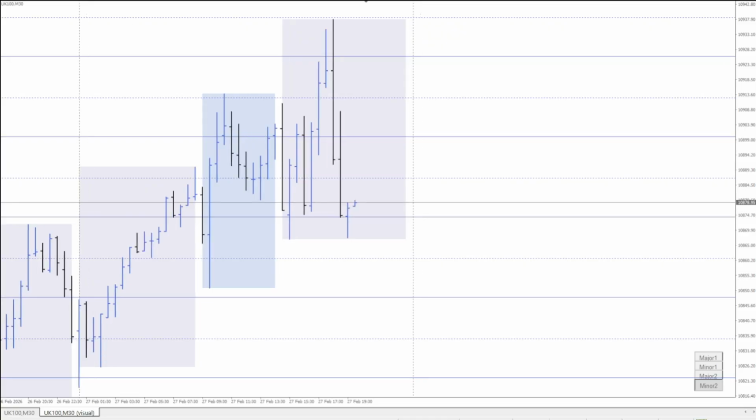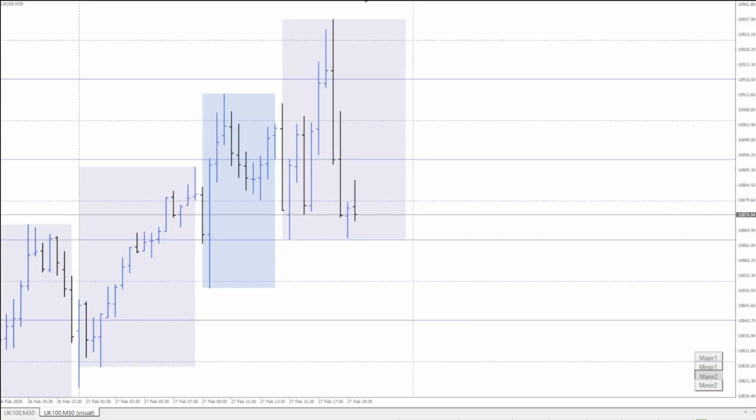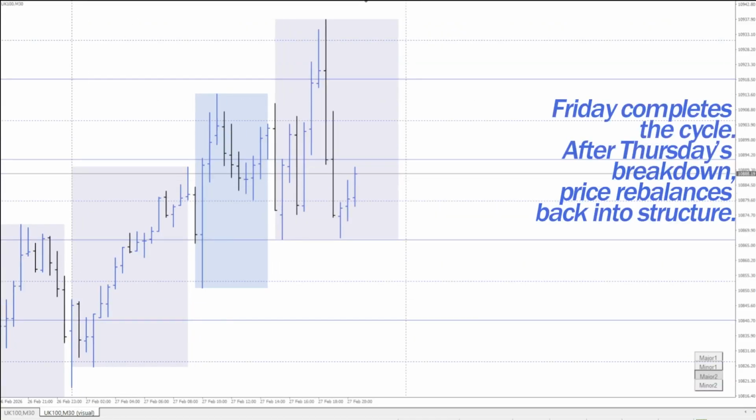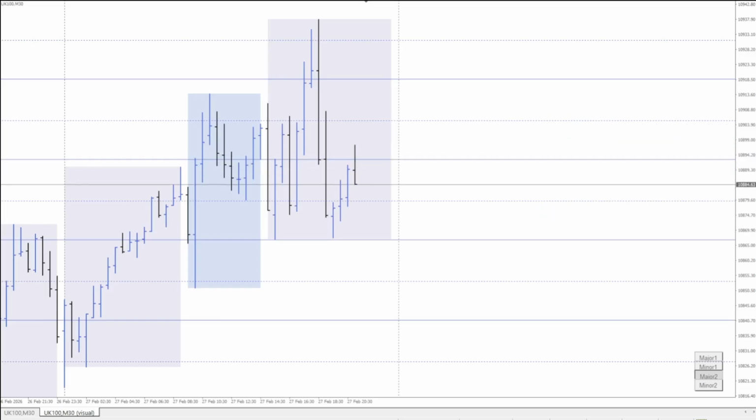That ends the week inside an upper structure and introduces counter rotation within structure.